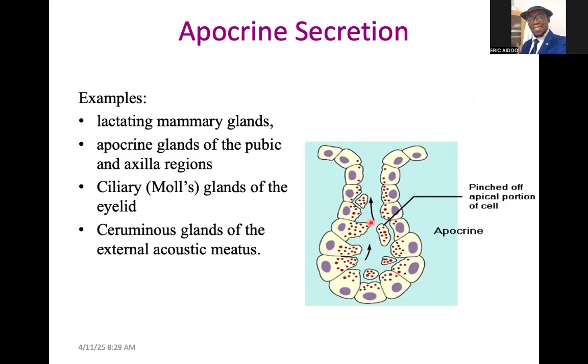And by apocrine, we say that portions of the secretory cells, as you can see, will be pinched off or will detach and then be part of whatever secretion is being sent. Okay, so you can see here that a portion of the secretory unit has been broken, and then the secretory substance is actually within portions of these cells that have been broken. They will go together, unlike the merocrine, where only the substance that is being produced will go. No part of the cell is detached.